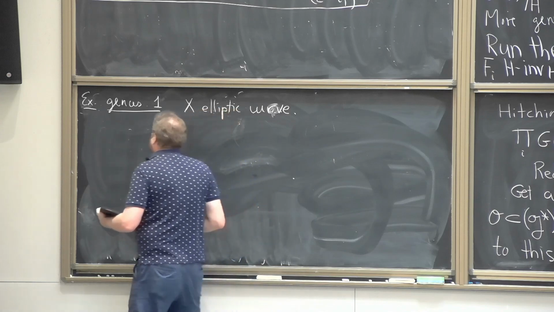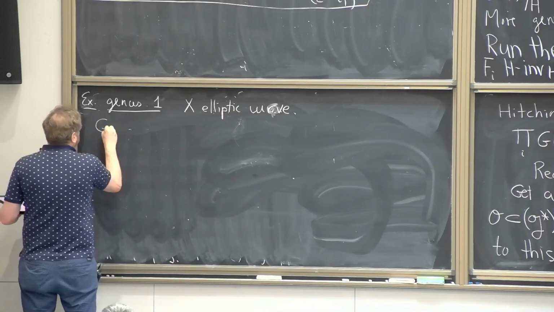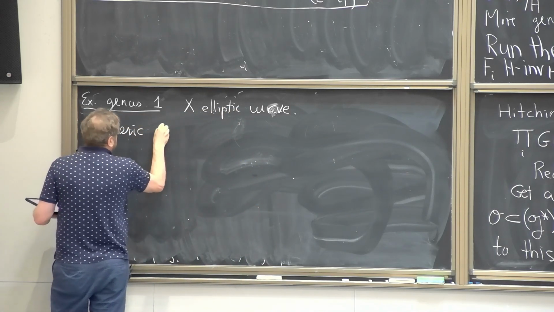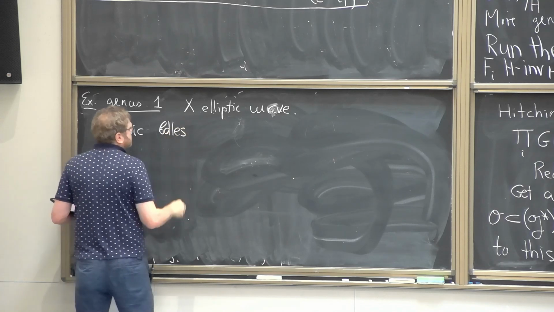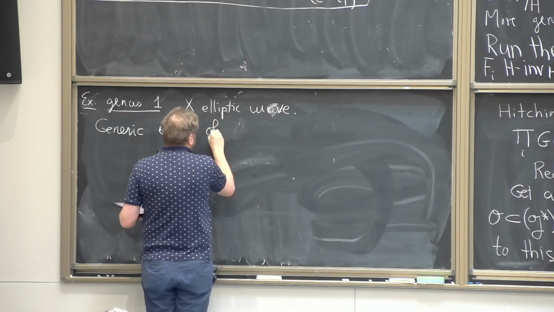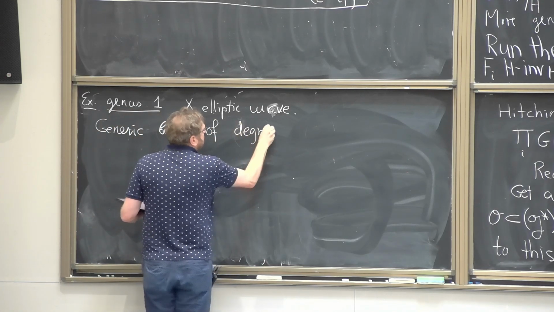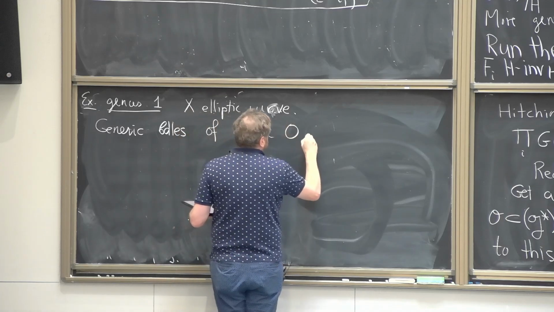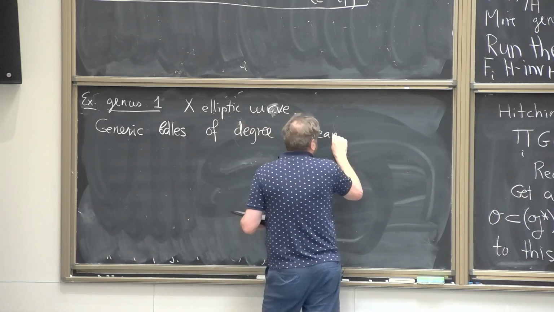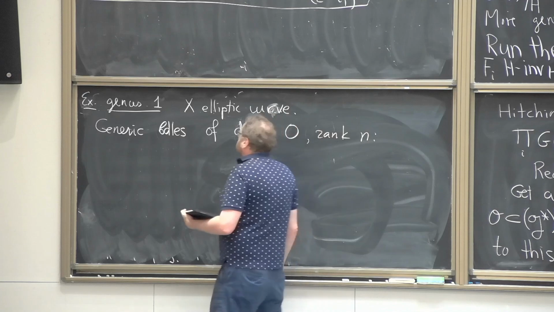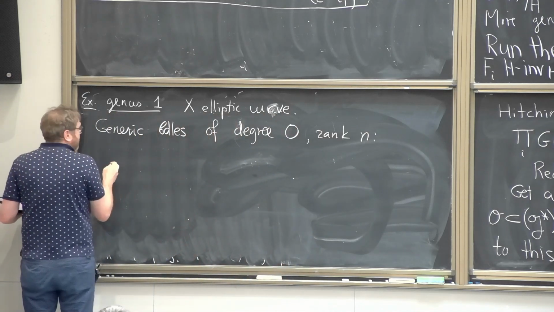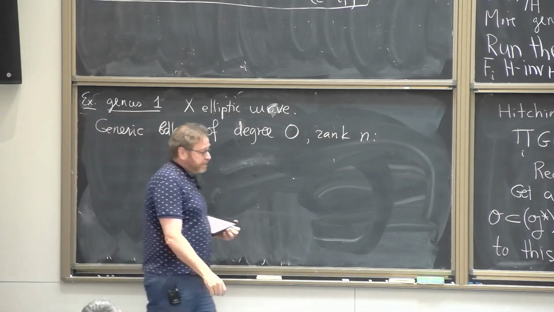And so what do generic bundles on an elliptic curve look like? So let's consider generic bundles, let's say of degree 0, of rank n. Well, they are direct sums of line bundles, but in this case, line bundles have parameters.